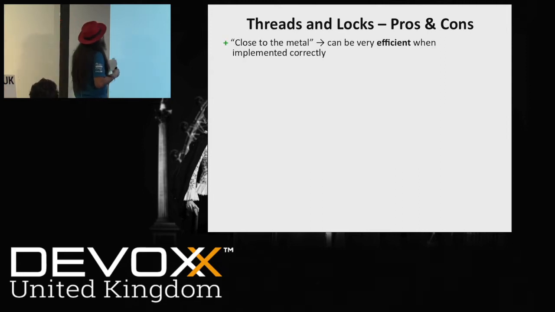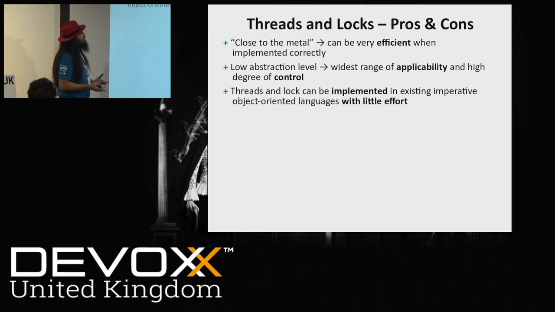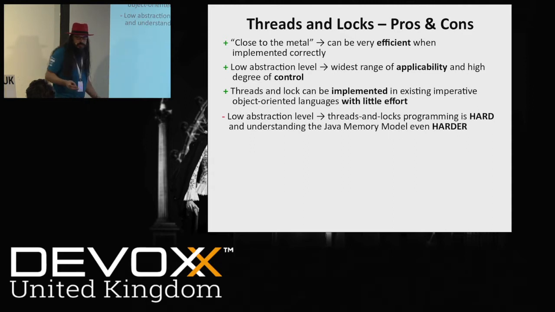Okay, the pros are it's close to the metal. It can be implemented in a very efficient way, given the hardware. This is both an advantage and a disadvantage. Of course, it's a very low abstraction level, so this gives you full control. Okay, but again, you are working at a very low level. Threads and locks are historically the concurrency model in Java just because they were the easiest to implement, okay? So they are easy to implement, so that's why they are there since the beginning of Java, okay?